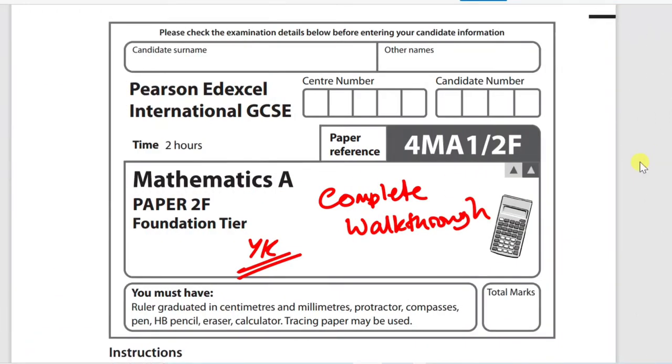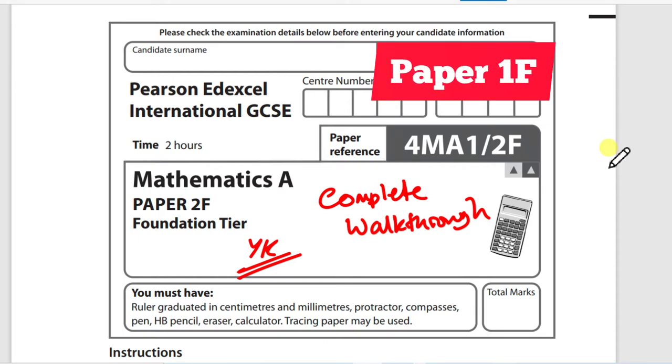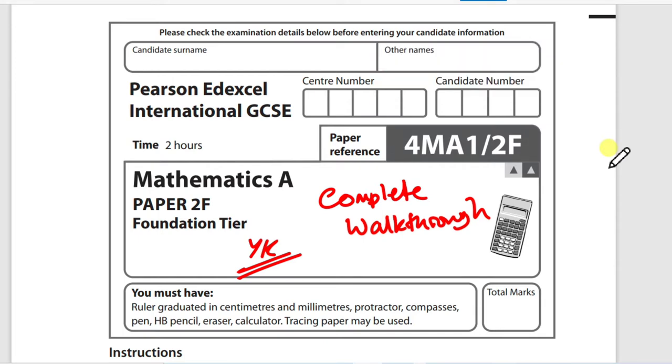So here we're working on the paper 2F of June 2021, and this is part of the International IGCSE Maths paper. Now if you guys haven't seen paper 1F yet, I recommend you go down to the description and watch paper 1F first. But without further ado, guys, as always, we're going to break down every question step by step.